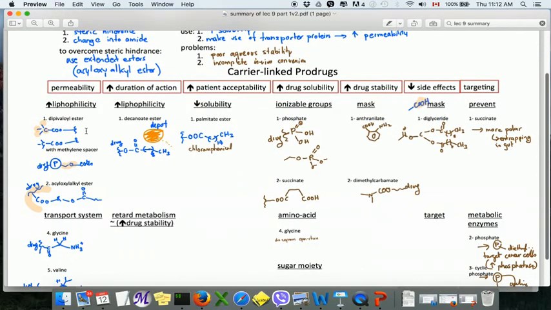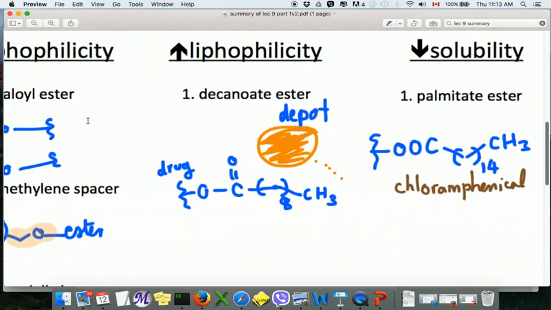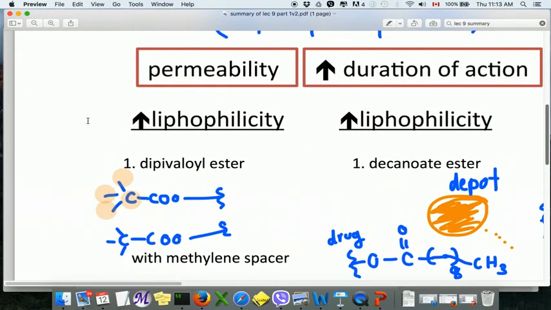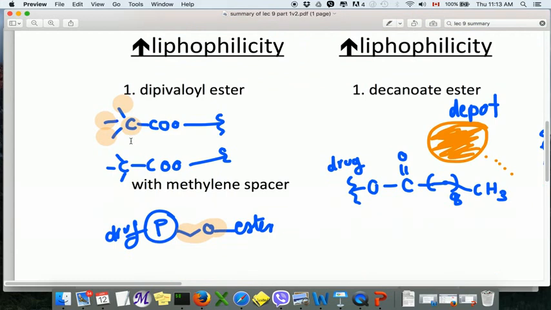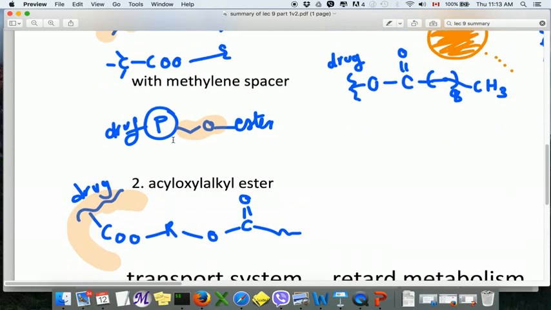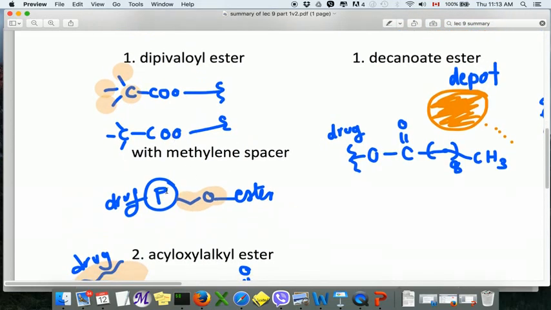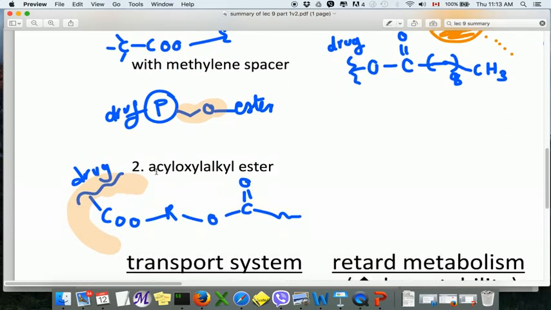Let's summarize what we said. To increase the permeability, we want to increase the lipophilicity. We can add the dipivalyl ester, like we did with epinephrine. And we can add it with a certain spacer. We have the phosphate, and we make a certain spacer, and then we complete with the ester. Or sometimes we need the extended ester, which is the acyl oxyalkyl ester, and you have to recognize when we need this.